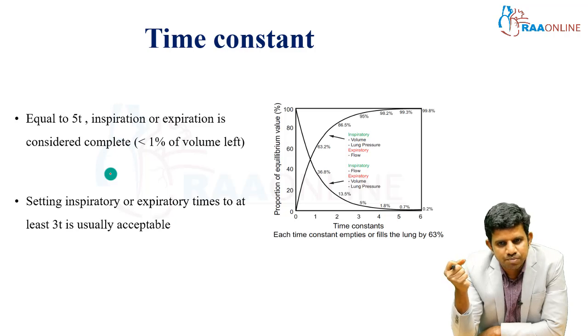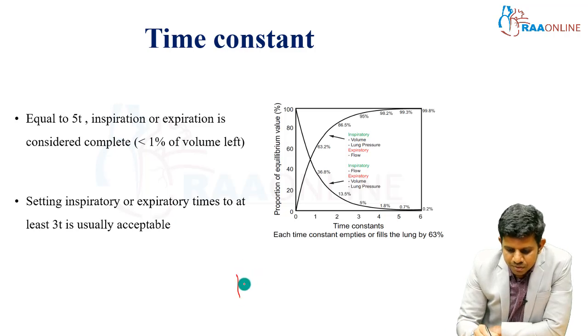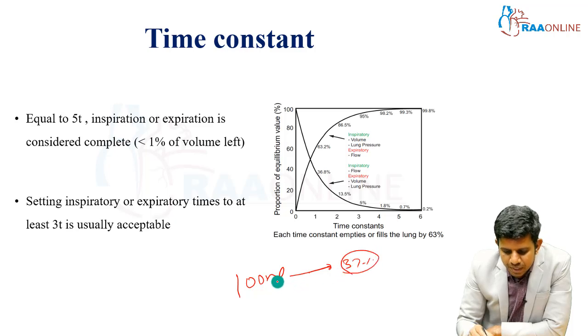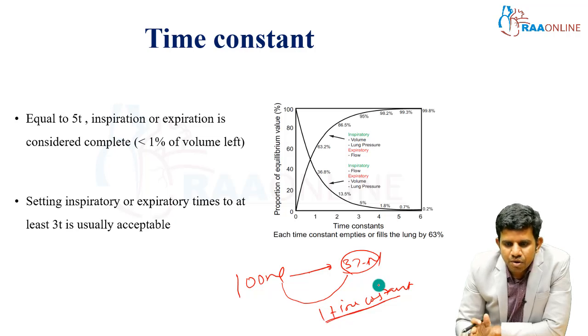One time constant means the filling or emptying of the lungs by 63%. For example, my lung volume is 100 ml. During expiration, the volume decreases from 100 ml to 37 ml. The time required from 100 ml to 37 ml is one time constant. So the rate of filling or emptying, which is expressed by time, is called the time constant.